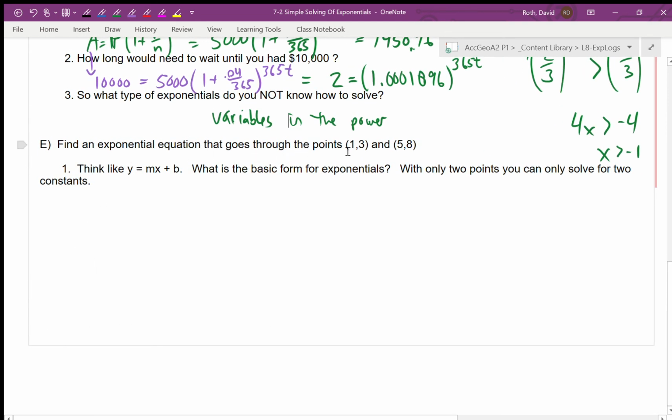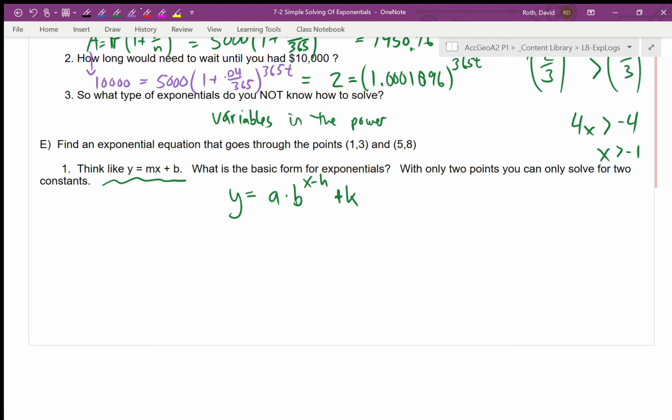An exponential equation that goes through these 2 points. That's interesting. What do you remember? Yeah, I remember y equals mx plus b. With 2 given points, I can solve for both my slope and my y-intercept. I remember that. But I want to go through an exponential. So what is the basic form for exponentials? A times B to the power of x minus h, plus k. That same AHK form always keeps popping up.